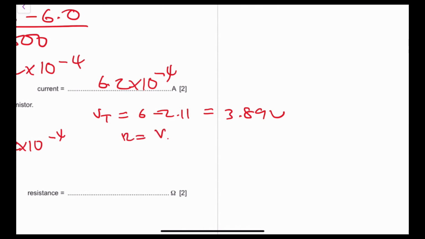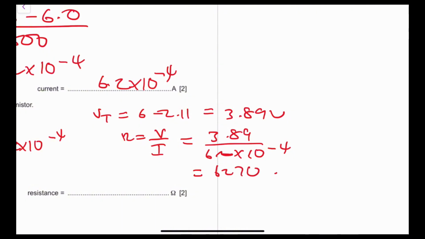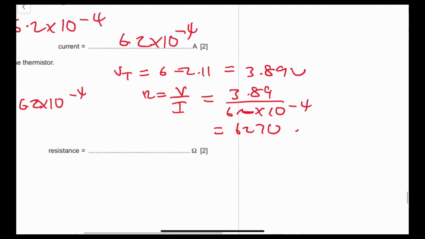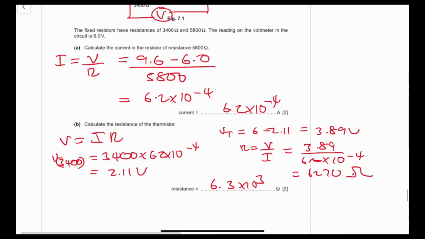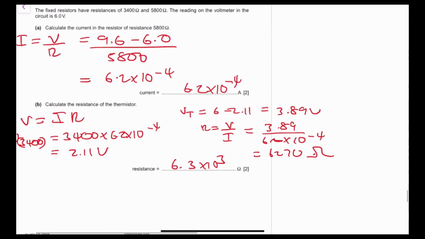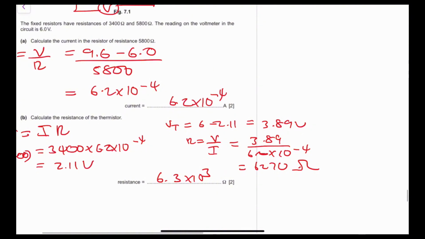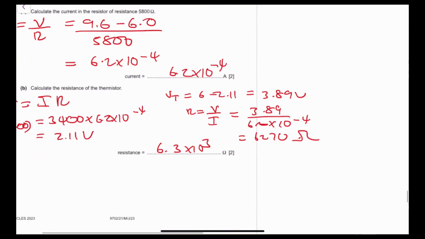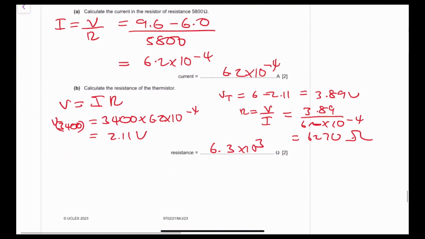But resistance is actually voltage divided by that current, right? So 3.89 divided by 6.2 times 10 to the power of negative 4. That gives us a total of 6,270 ohms, right? So that's basically 6.3 times 10 to the power of 3. So remember, what is your voltage across this one? Once you have calculated that, you can then find the voltage across the thermistor, then you can find the resistance across the thermistor, then you can find anything that you want in the question.